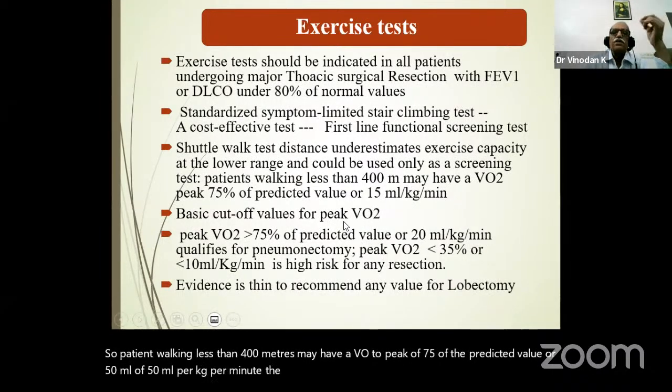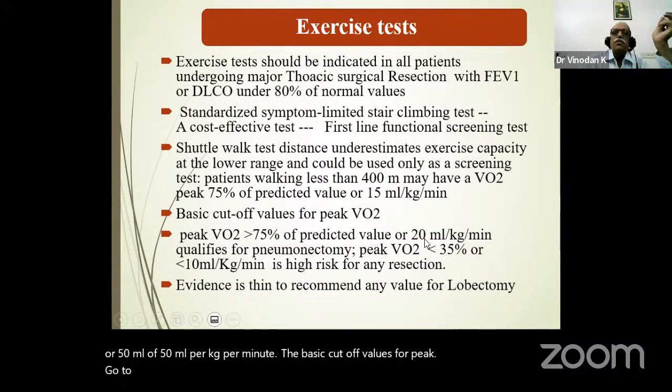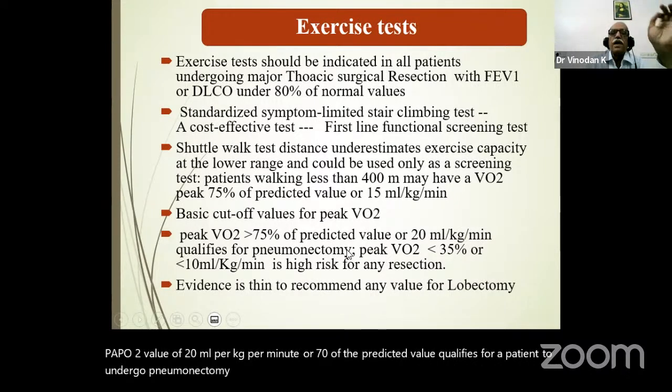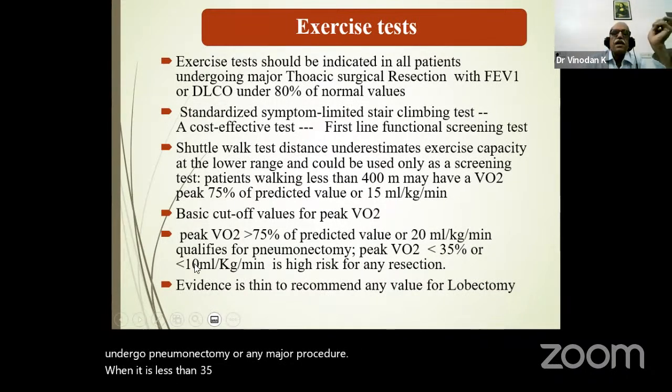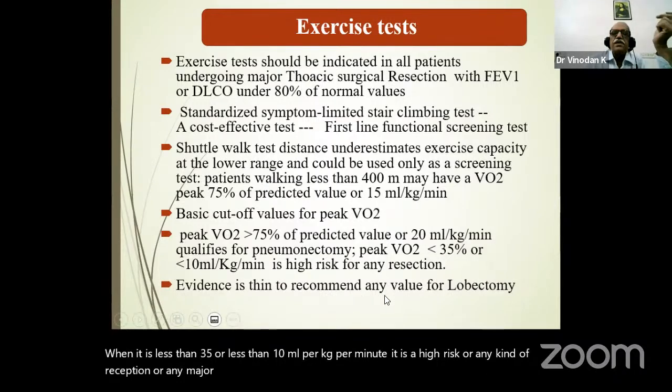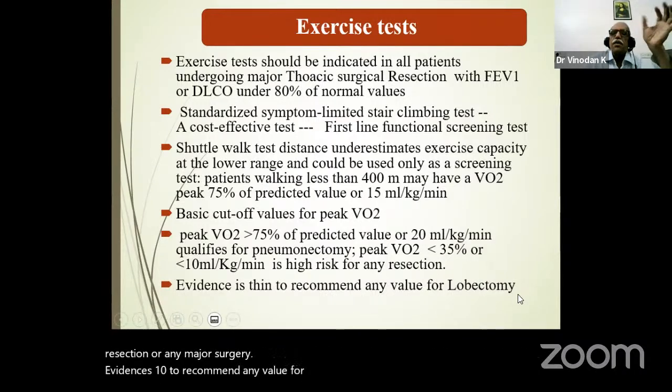The basic cutoff values for peak VO2: a peak VO2 value of 20 ml per kg per minute or 70% of the predicted value qualifies a patient to undergo pneumonectomy or any major procedure. When it is less than 35% or less than 10 ml per kg per minute, it is a high risk for any kind of resection or any major surgery. The evidence is thin to recommend any value for lobectomy or a surgery which is intermediate.